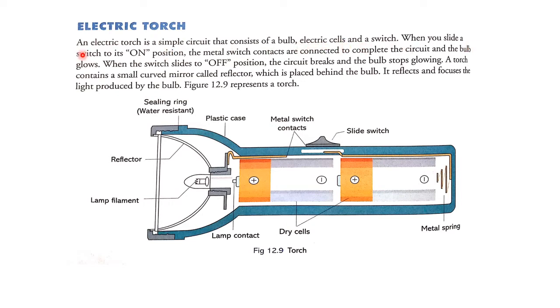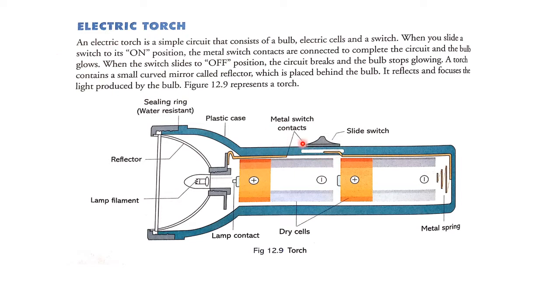When you slide a switch to its on position, the metal switch contacts are connected to complete the circuit and the bulb glows. So an electric torch is a simple circuit and it consists of a bulb, electric cells and a switch. When we slide the switch to the on position, the metal contacts are connected to complete the circuit and the bulb will glow.